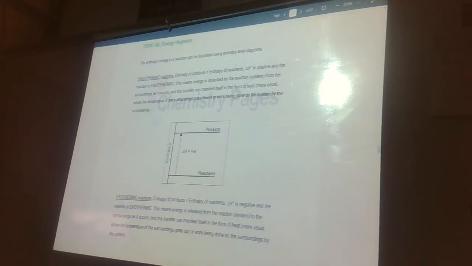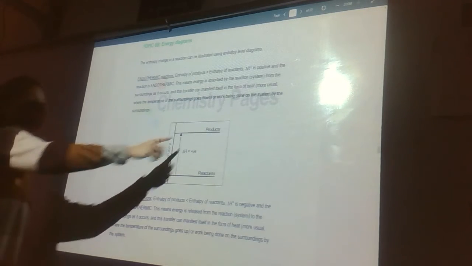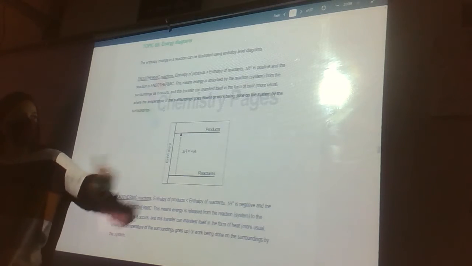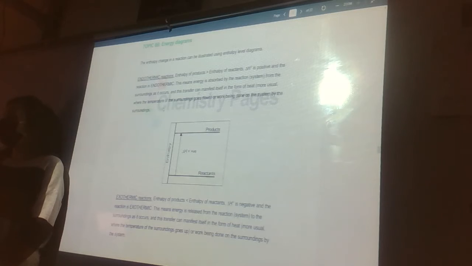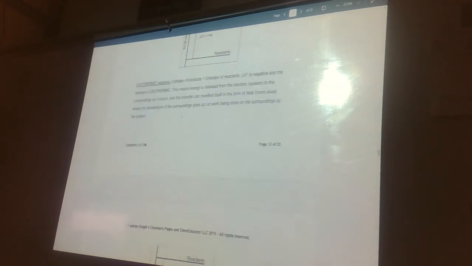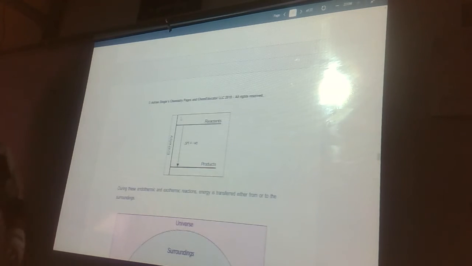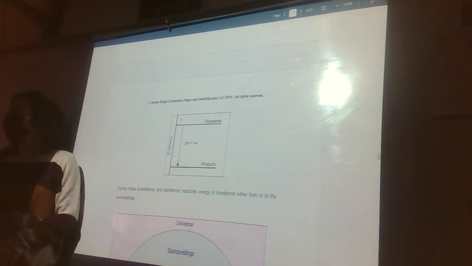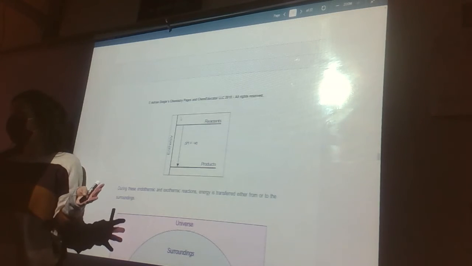Endothermic reactions, the products have more energy, greater enthalpy, than the reactants. That's endothermic. Energy goes in. Does that make sense? The products have higher enthalpy than the reactants. Exothermic reactions, opposite. The reactants have more energy or enthalpy than the products. Energy has to be given off, released.